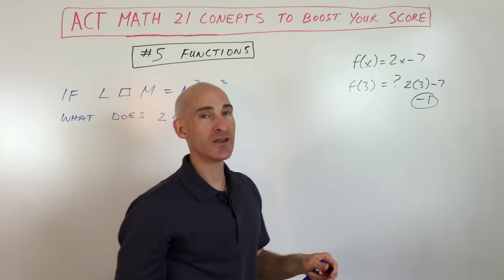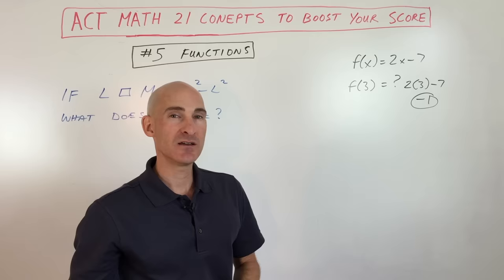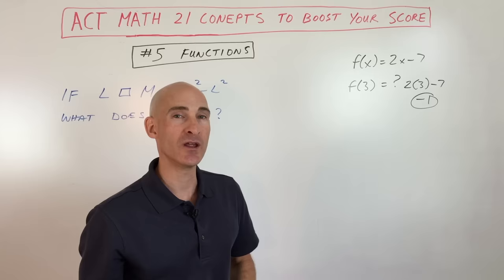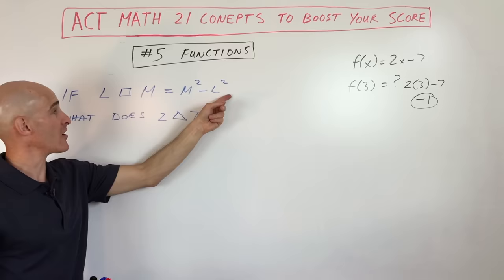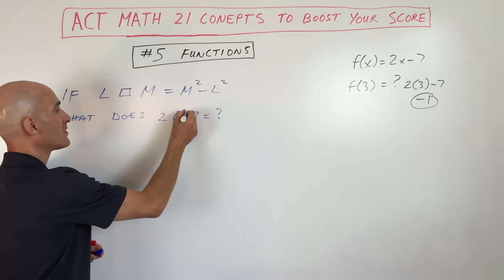But on the ACT, they want to test that you understand the concept of how functions work with an input and an output, but they put it in a slightly different form that sometimes students aren't used to seeing. And I'll just show you an example here. See if you can solve this one. If L square M equals M squared minus L squared, what does 2 square 7 equal?